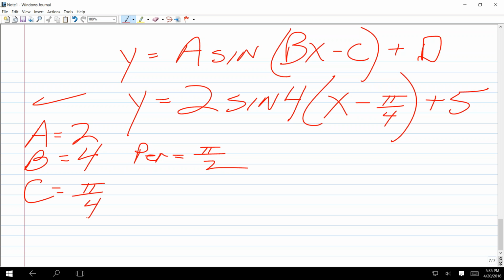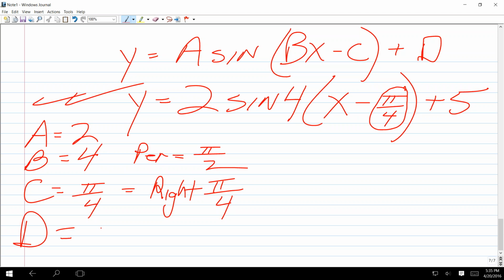Actually, it depends on how you think about it. The standard is x minus c. So when it's positive, it's actually minus. The phase shift is positive pi over 4, which means it's to the right pi over 4. Positive, you go to the right. Negative, you go to the left. So in this function, the phase shift is a positive pi over 4, meaning I have to move everything to the right. And then finally, D is 5, and that's just vertically up by 5 units.